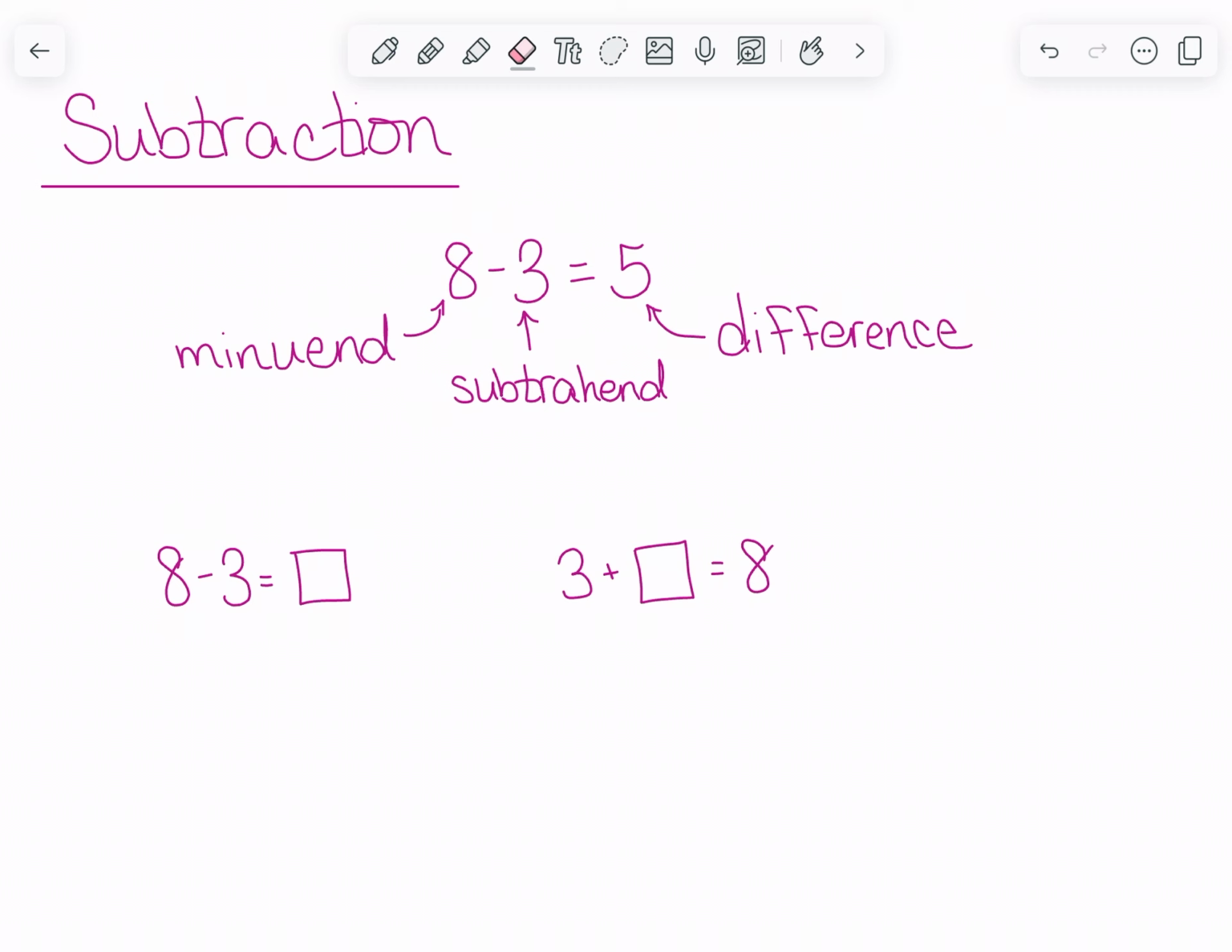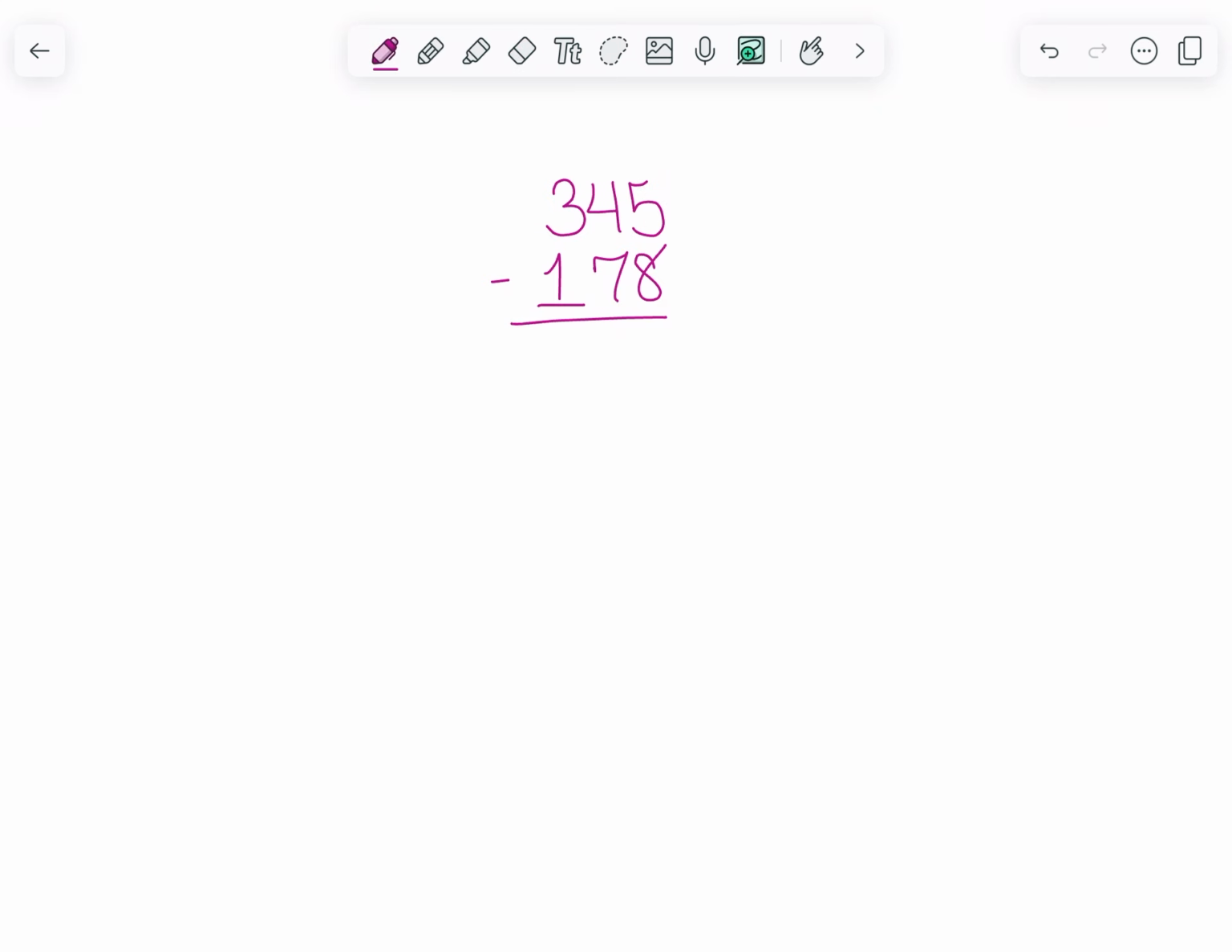When subtracting, as with adding, we start from the ones place, move to the tens place, then the hundreds place, etc. If the values in a given place cannot be subtracted, we have to regroup from the next largest place value. As an example, let's consider the problem 345 minus 178. The first step is to start with the ones place and subtract 5 minus 8. Since 5 is smaller than 8, we can't do this, so we're going to regroup from the tens place.